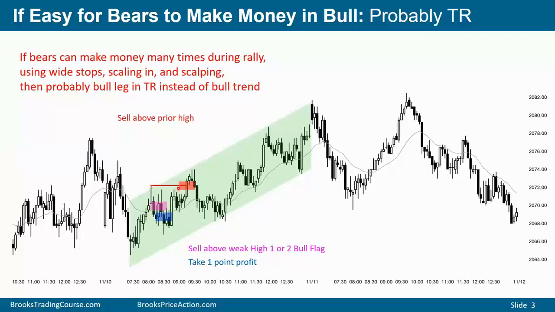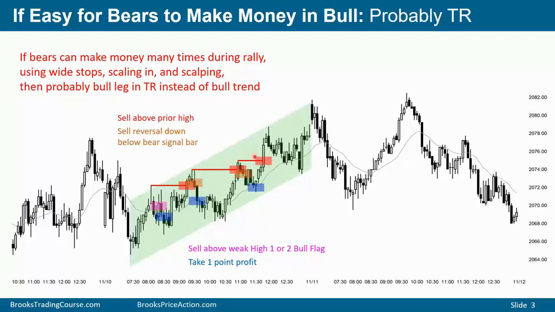Can bears sell at a prior high and make money? And here they could. They sell at that high, and the market fell far enough for them to make a profit. Can they sell a reversal down from a prior high and make money? And yes, they could. These bears made money. They got out here, and the same thing here. Bears selling at this high, bears selling on the reversal down. The market fell far enough for the bears to make money.